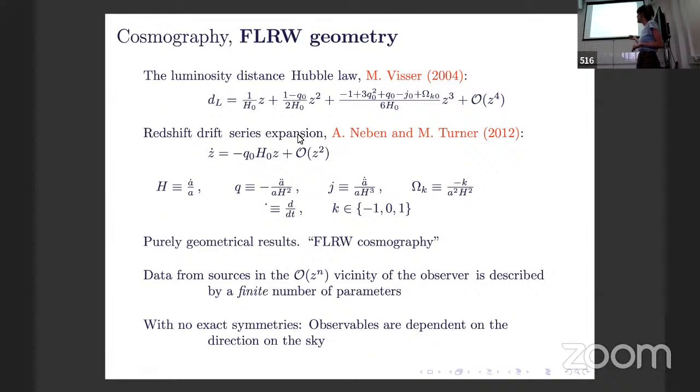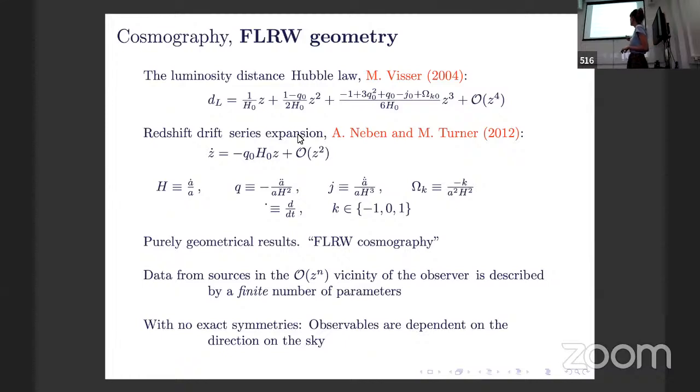And I should say that these results for luminosity distance and redshift drift are purely geometrical results. So they rely only on assuming the FLRW metric and assuming that we have co-moving observers in this metric, but they don't rely on any particular field theory for determining the FLRW scale factor. And therefore, analyses that rely on these expressions are often referred to as FLRW cosmography.